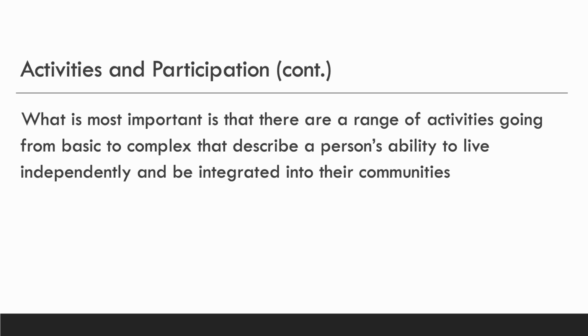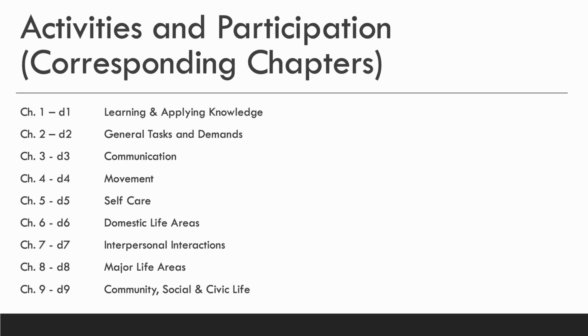Continuing to look at activities and participation, what is most important is that there's a range of activities going from basic to complex. That person describes an ability to live independently and be integrated into their communities. So the chapters related to activities and participation are pretty comprehensive, and they include all activities of daily living, or ADLs. As we can see, they're listed right here, activities in their corresponding chapters.